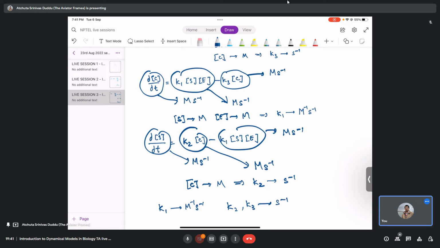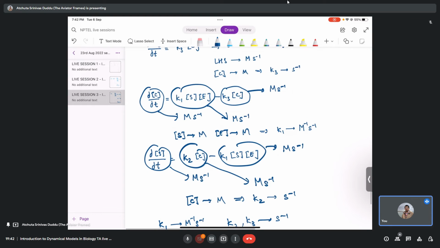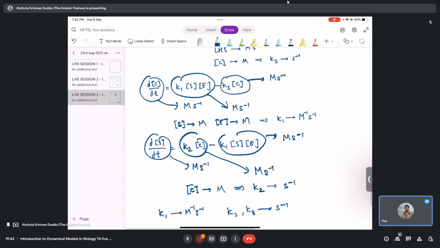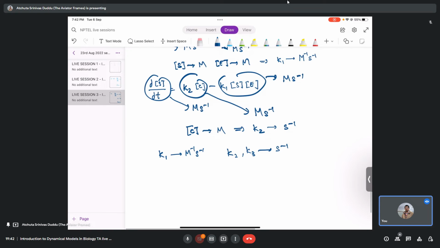So we have k1 as molar inverse second inverse, and k2 and k3 both being second inverse as the dimensions. So dimensional analysis is a very good tool to validate your equations, and sometimes to avoid blunders. But dimensions always have to hold for a physical equation representing any physical system. So from this dimensional analysis we have the dimensions for k1, k2, and k3. Okay, now let's move on to the seventh question.